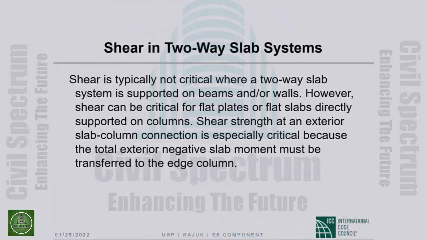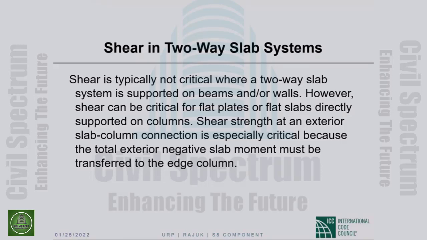Okay. So the first thing we say here is shear is typically not critical where a two-way slab system is supported on beams and or walls. So beam supported slabs, this is typically not a problem. However, shear can be critical for flat plates or flat slabs directly supported on columns. Shear strength. What I have been telling you from the beginning is that two-way shear or punching shear is a problem with flat plates.